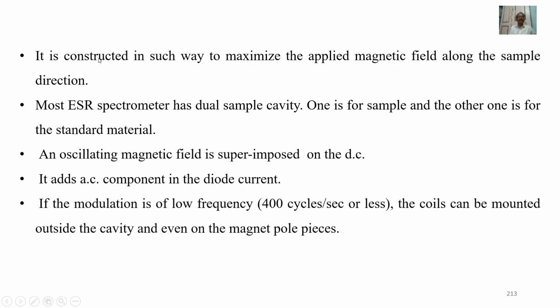It is constructed in such a way as to maximize the applied magnetic field along the sample direction. Most ESR spectrometers have a dual sample cavity. One is for the sample and the other one is for standard material. An oscillating magnetic field is superimposed on the DC. It adds an AC component in the diode current. With the modulation at low frequency, around 400 cycles per second or less, the coils can be mounted outside the cavity and even on the magnet pole pieces.